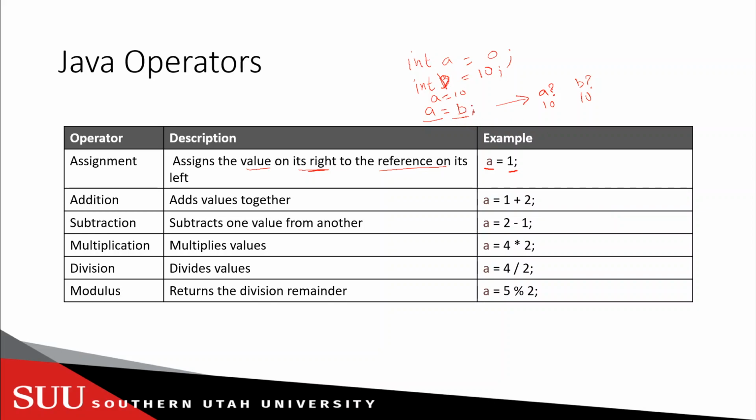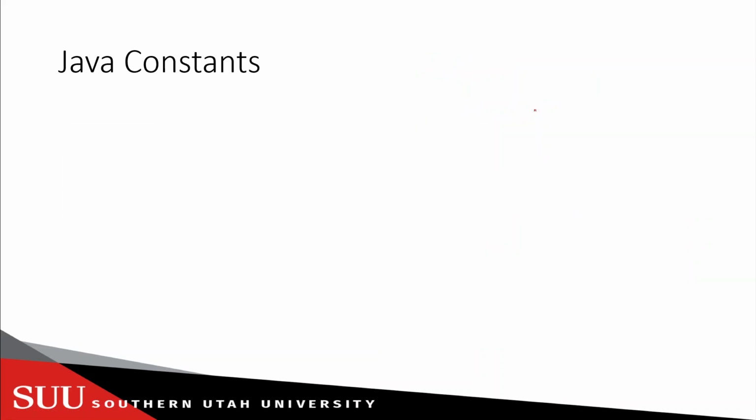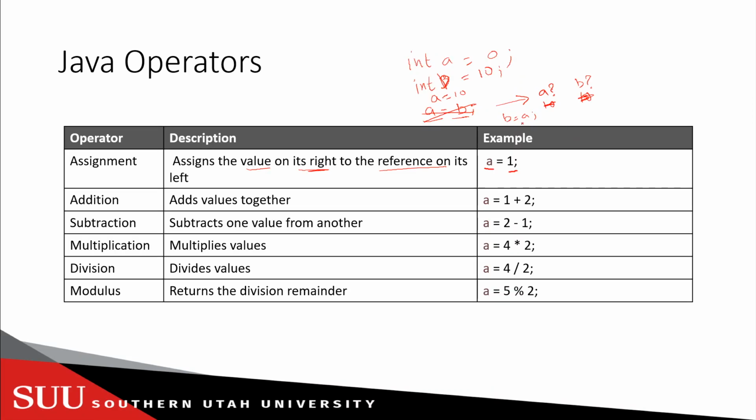Now if instead of this line, let's take this out, and I say, okay, now I want to say b is equal to a. What is a and what is b in this case? So again, this is the reference, and this is the value, which is a. So in this case, a is going to remain as is, which is 0, and the reference is going to be changed to have b as 0 as well.